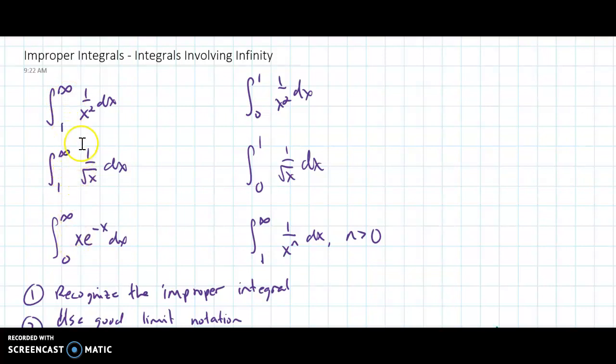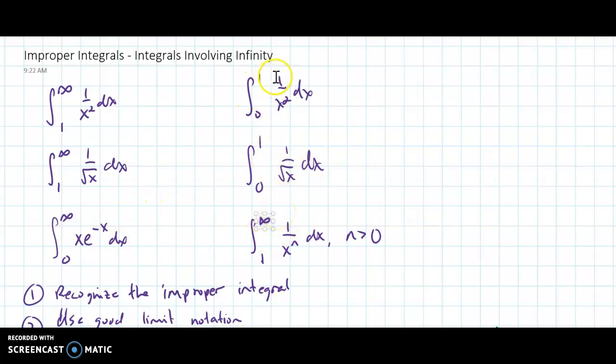It should be pretty obvious that these three and this one here involve infinity because there's infinities in the bounds. Integral from 1 to infinity, 1 over x squared dx, 1 over root x dx, x e to the negative x. All of them are going from 1 to infinity or 0 to infinity. So they clearly involve infinities here. Same thing with this one.